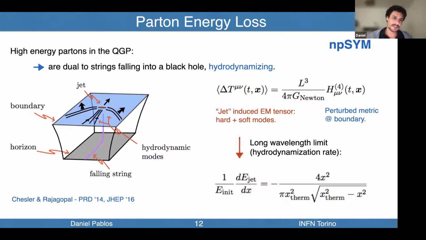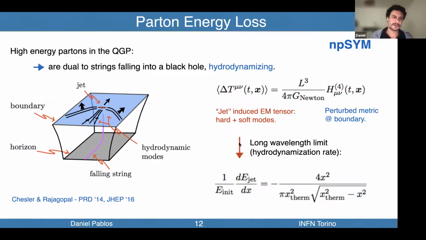From non-perturbative Super-Yang-Mills, high energy partons in the QGP are dual to strings that fall into a black hole and hydrodynamize. You have this schematic picture here of a string whose endpoint initially has all the energy along the boundary, which is the real world dimensions. And as it propagates in the presence of a black hole, that is the dual of the plasma, it gets pulled down, and pieces of the string that represent the gluon cloud around this energetic quark fall into the black hole and hydrodynamize.